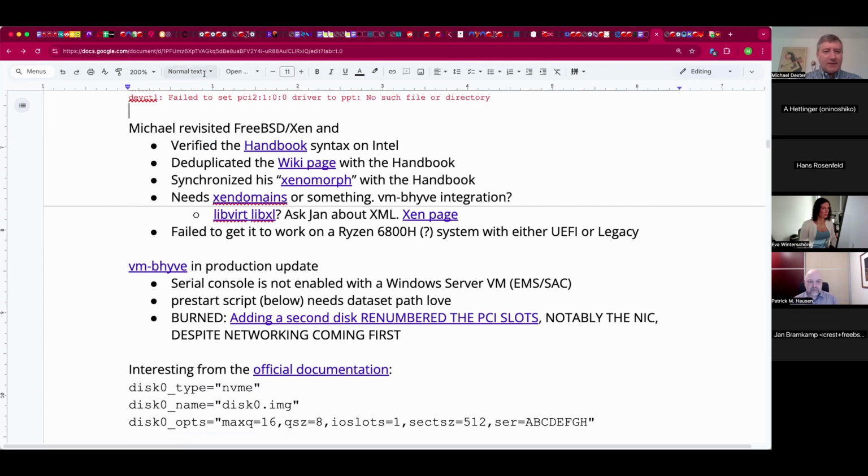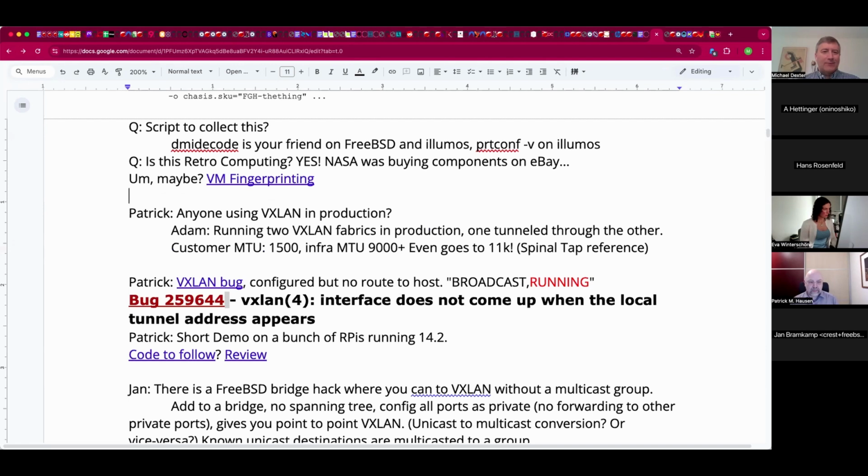I spent some time with FreeBSD, Xen, and VM bhyve in production. Should we kick these down the road to the next call, or would you like to hear a lightning round on them? I'm fine with kicking it down the road for the next call.